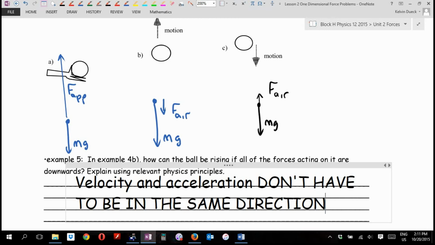Velocity and acceleration don't have to be in the same direction. Okay, I'll tone it down, but they don't. Eventually, they'll end up in the same direction. Eventually, I'm telling you, the ball's going to come to a stop and start coming back down. Doesn't have to be the beginning. That's something that's tough for people to work their brain around as well. I see a lot of people say, oh, if the ball is going upward, there must be a force upwards. No, no, no.